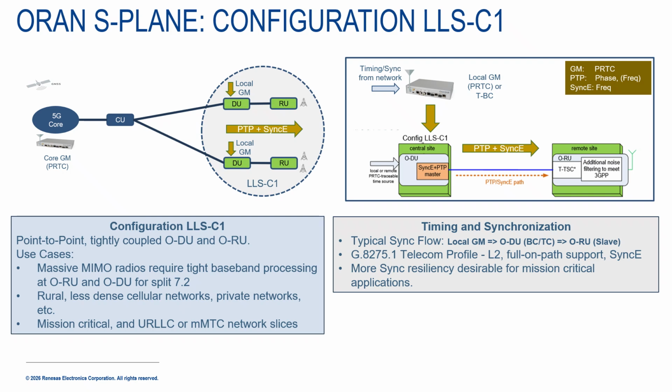For time synchronization, the typical flow is going to be from some sort of time source, like a local GM, to the distribution unit. But in this case, the synchronization to the radio units comes directly from the distribution unit. So the distribution unit is acting as the master for both synchronous Ethernet and PTP timing to the radio unit. This allows for a lot more synchronization resiliency for mission-critical applications because you have a direct path of synchronization. And it's very similar to how 4G CPRI worked with the baseband units interfacing to the remote radio units.